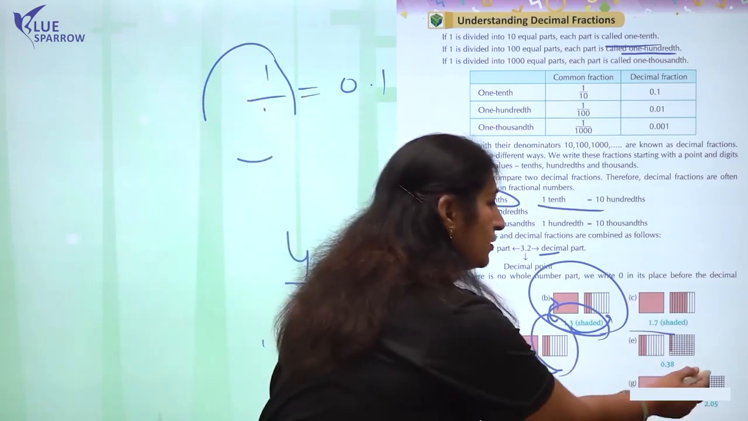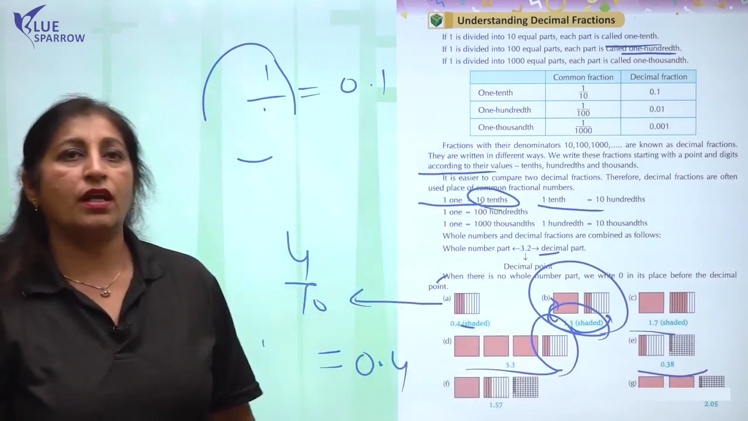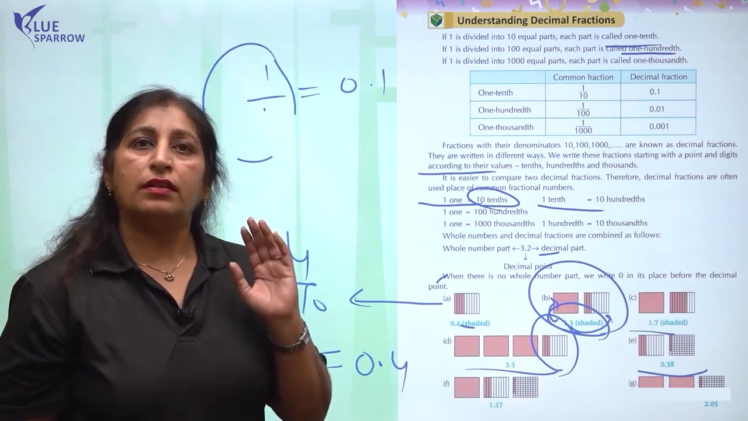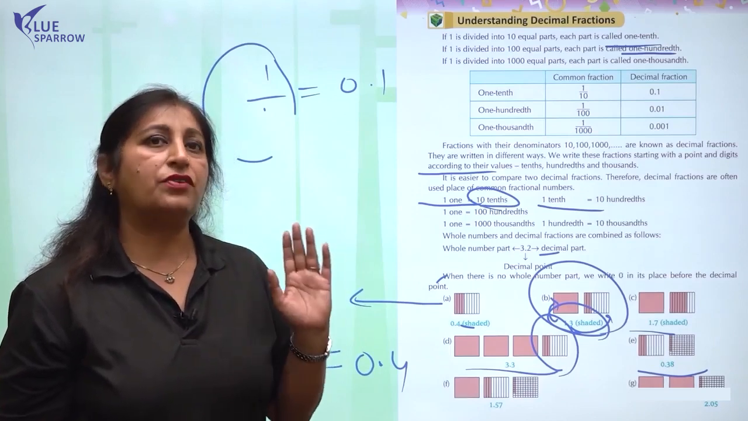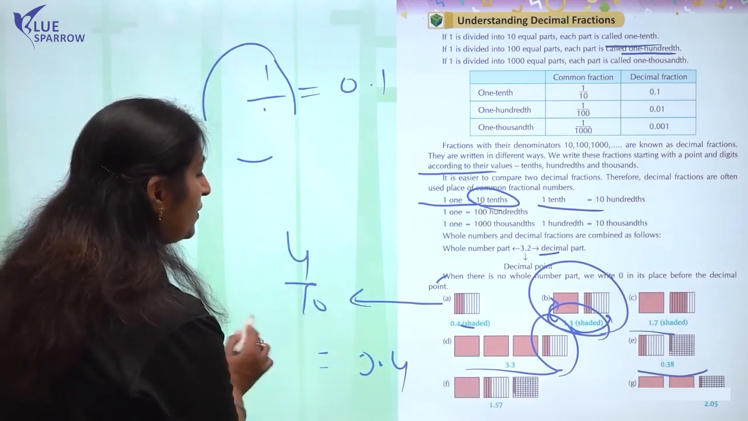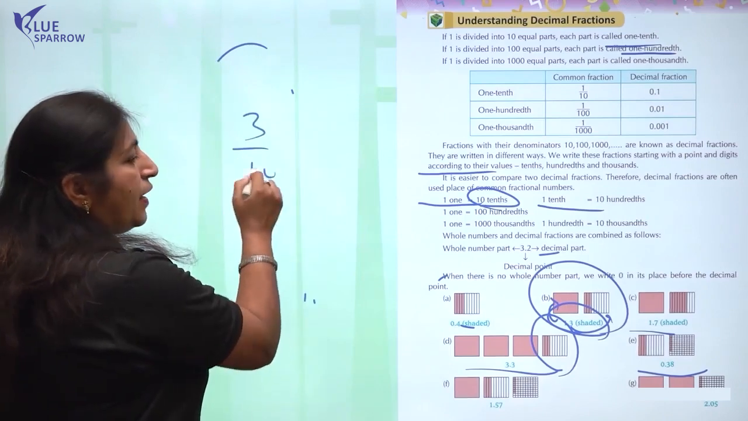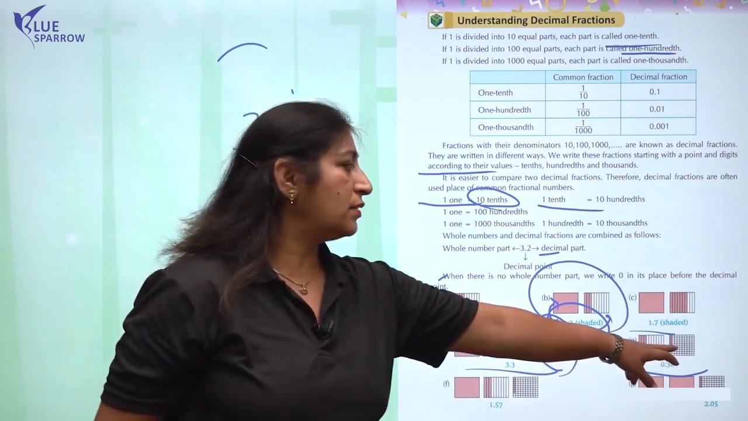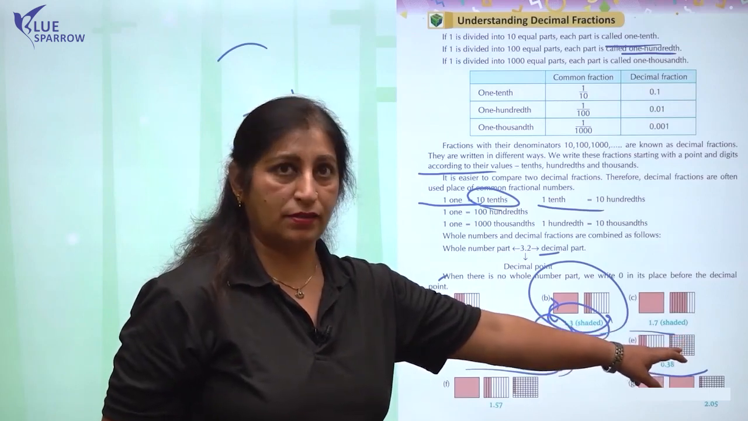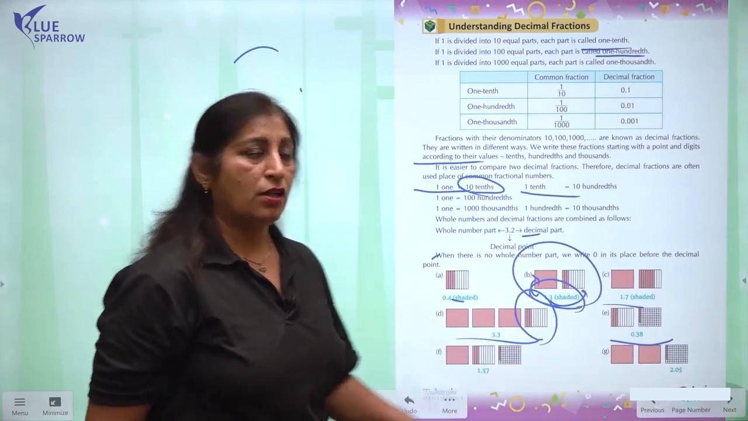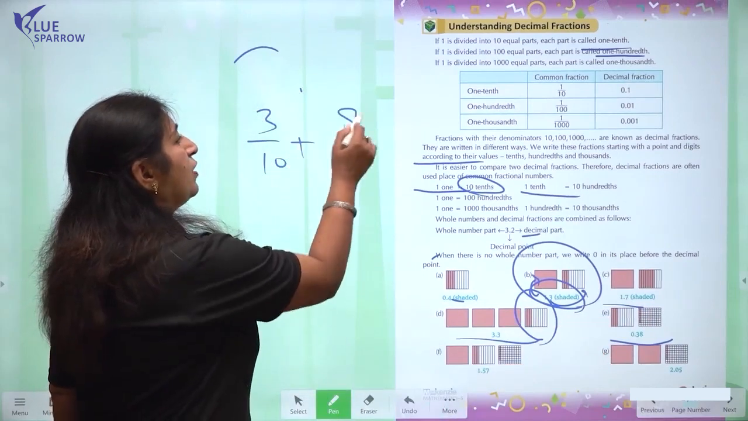If we consider this number, the first part is, there are total 10 parts and 3 parts are shaded. So this would be written as 3 by 10. The second part is, there are total 100 parts and from those 100 parts only 8 parts are shaded. So that part would be 8 upon 100.